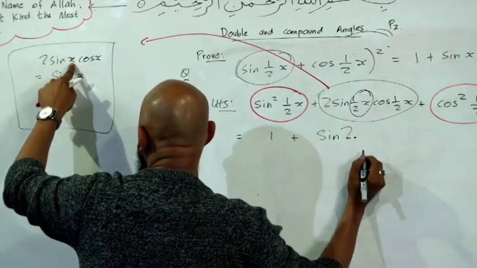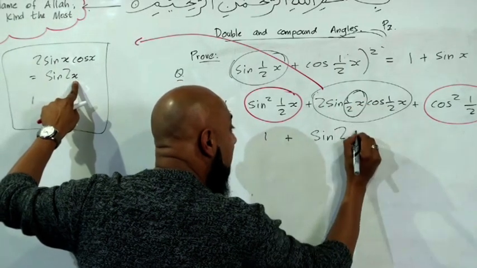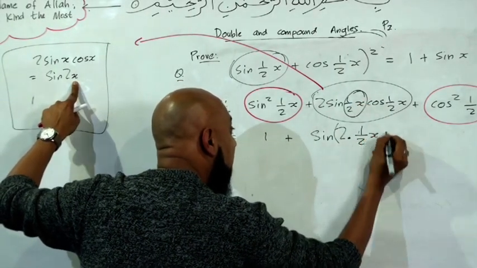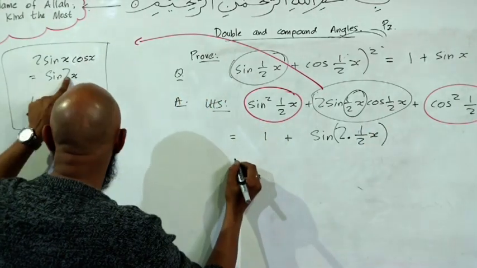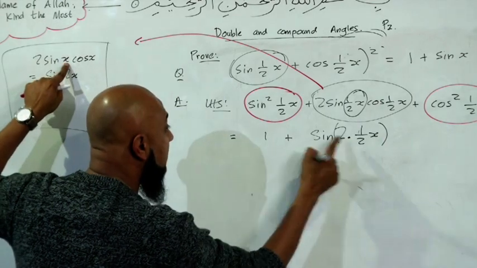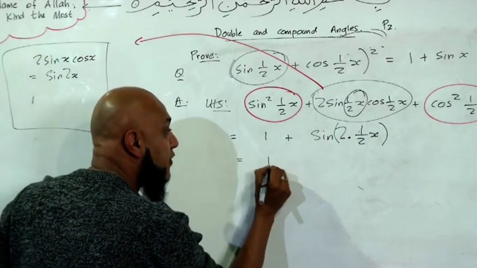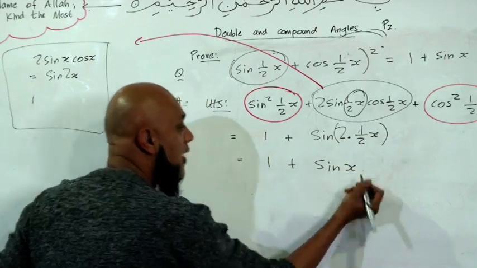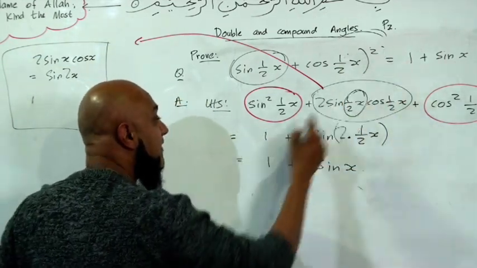In this case, my angle was half x. Remember, here it's only x, here it's half x. So what am I left with? 1 plus sine. 2 times half is 1. 1 plus sine x. And what is 1 plus sine x? My right-hand side.